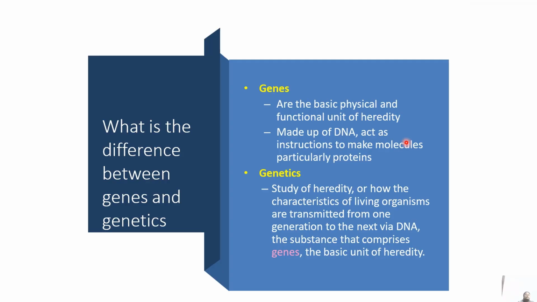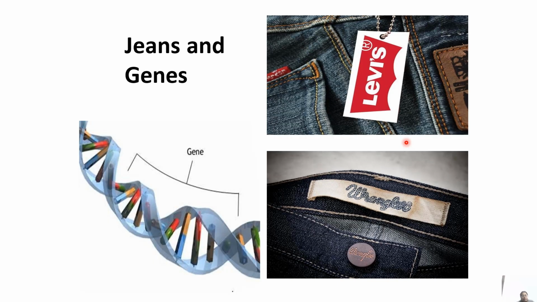So what is the difference between genes and genetics? Genes will be the basic physical and functional unit of heredity, right? And this is made up of DNA. It acts as the instructions to make molecules, particularly proteins. Genetics will be the study of heredity or how the characteristics of living organisms are transmitted from one generation to the next via DNA, the substance that comprises genes, the basic unit of heredity. Then obviously you cannot say genes and genes.